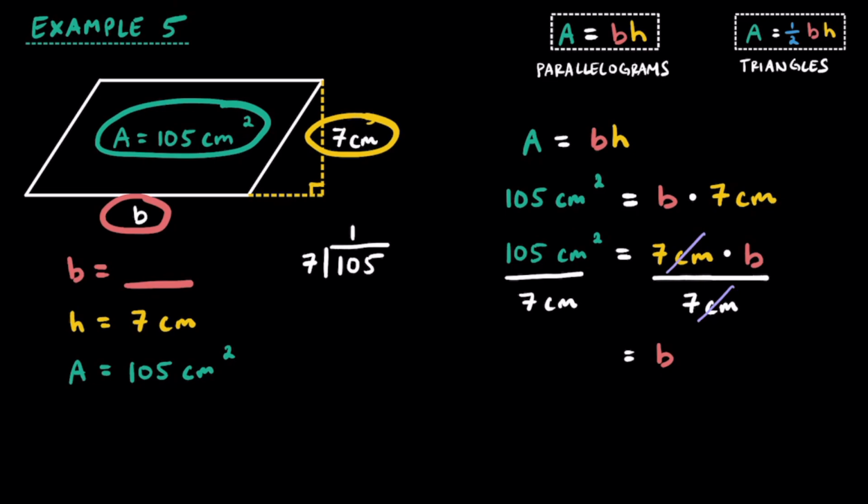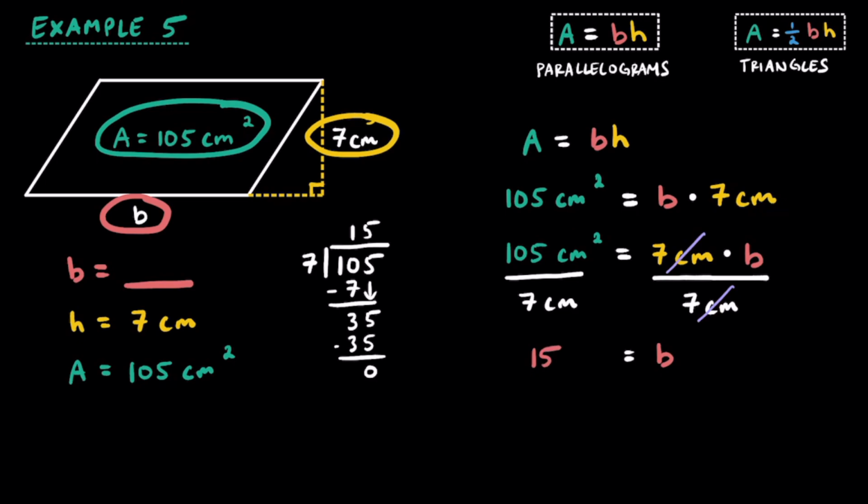7 fits into 10 one time. That's a 7 with a leftover, or the remainder is a 3, and we have a 5 as well. 7 into 35 is 5 times. 5 times 7 is 35, and it goes in perfectly. So 105 divided by 7 is going to be 15. I'm going to go ahead and write that on the left side here. That's going to be 15.